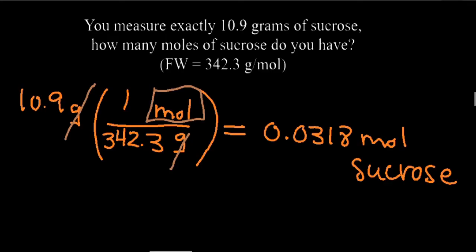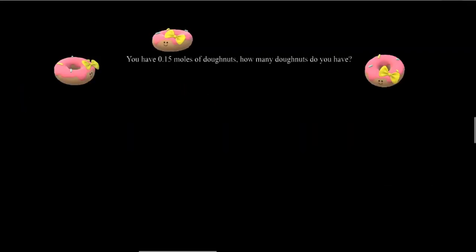Pretty sweet problem. We have 0.15 moles of donuts. So how many donuts do we have? Well, to convert from a mole to a number, we have to use a special number, and that special number is called Avogadro's number. And this value is 6.022 times 10 to the 23rd. So this is a really big number.